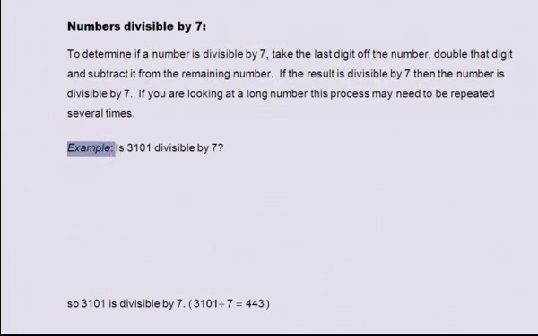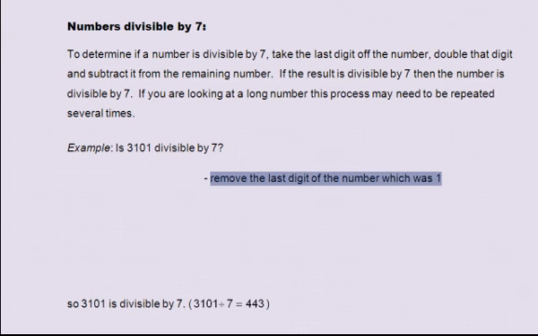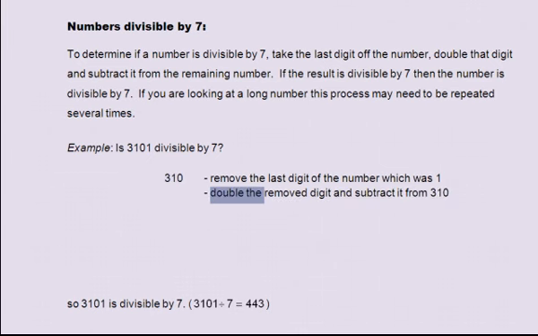Example: is 3,101 divisible by 7? Firstly, remove the last digit of the number, which was 1. This gives 310. Next, double the removed digit and subtract it from 310. The removed digit was 1, which we then doubled to get 2, and then subtracted from 310 to give 308.